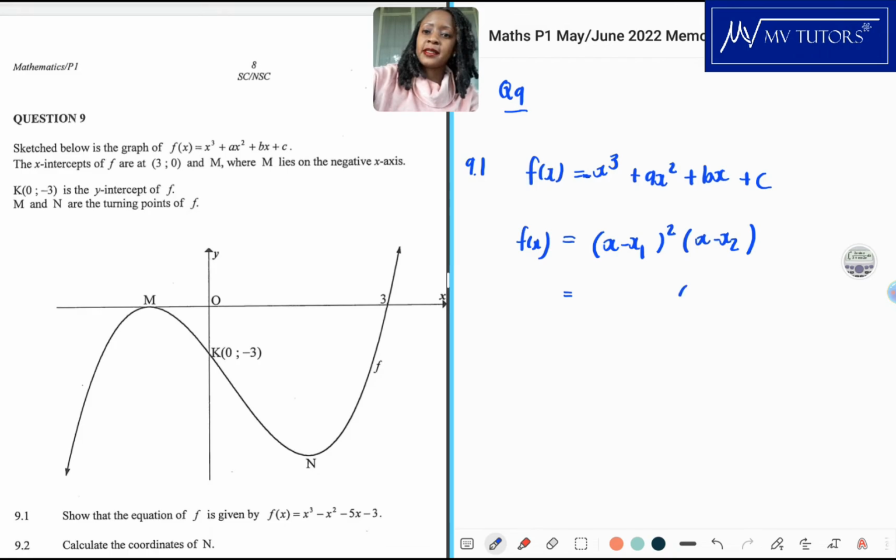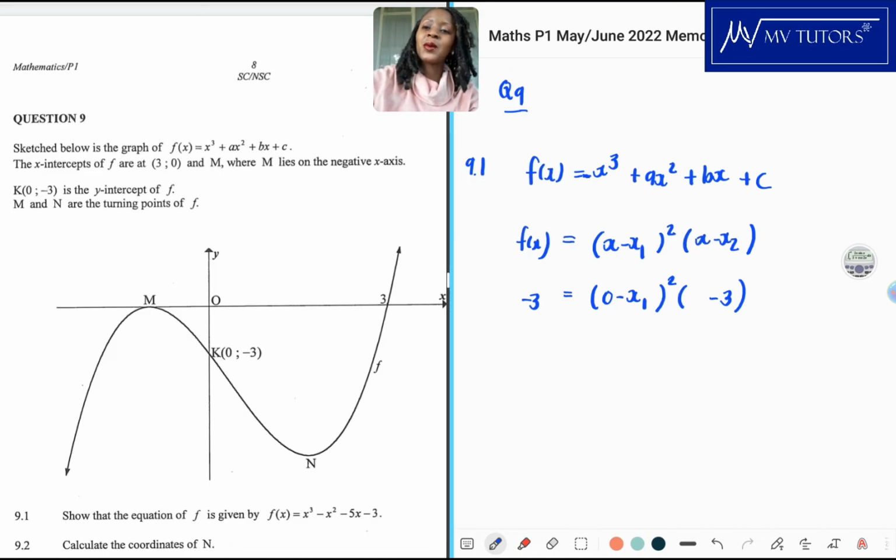So if I substitute the x-intercept that we know, what x-intercept do we know? We know that it is 3, right? So I'm going to have minus 3 over there. And in the second one, where m is, we don't know what that is. Okay, so that is our unknown. All right, and then we can plug in our y-intercept. They've given us it is -3, and we know where we have our y-intercept. X is 0.